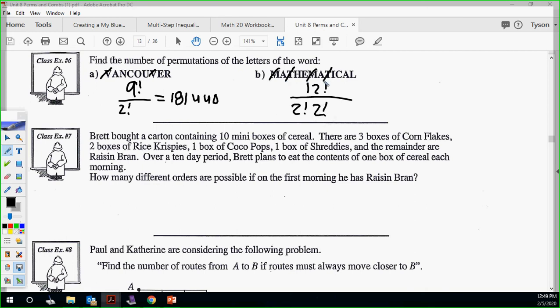And 3 A's. 1, 2, 3. So this is your buildup. 12 factorial over 2 factorial, 2 factorial, 3 factorial. Okay, so everybody okay with that? Still a pretty big number. Even if we divide that stuff out, it still ends up being 19 million. Still pretty massive, even with the repetitions.